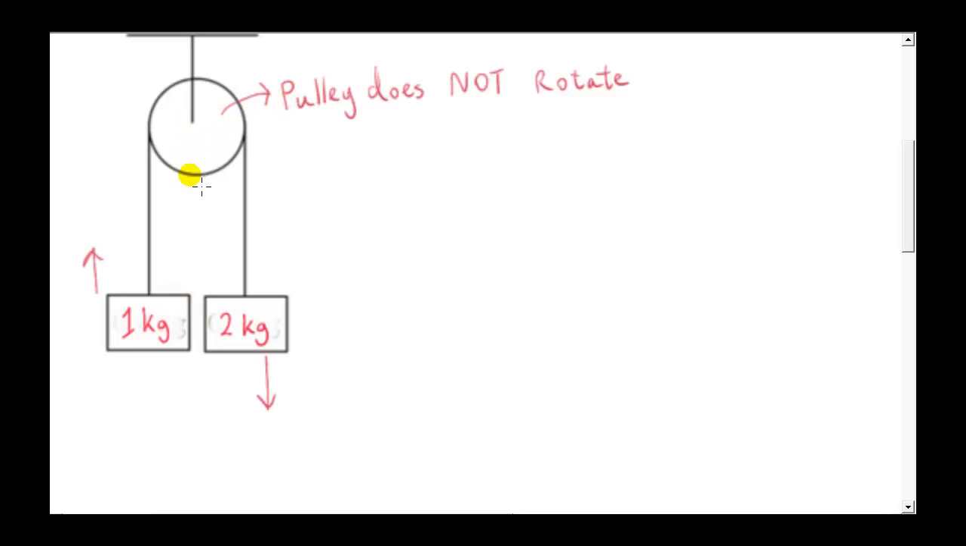Now, because we are assuming that the pulley is perfectly smooth, it will not rotate. The string cannot apply a force on the pulley in a direction along the circumference of the pulley, because the pulley is perfectly smooth, so the string cannot push on the pulley, if you like, in a direction along the string. Obviously this is the ideal situation. In reality a pulley would rotate to some extent.